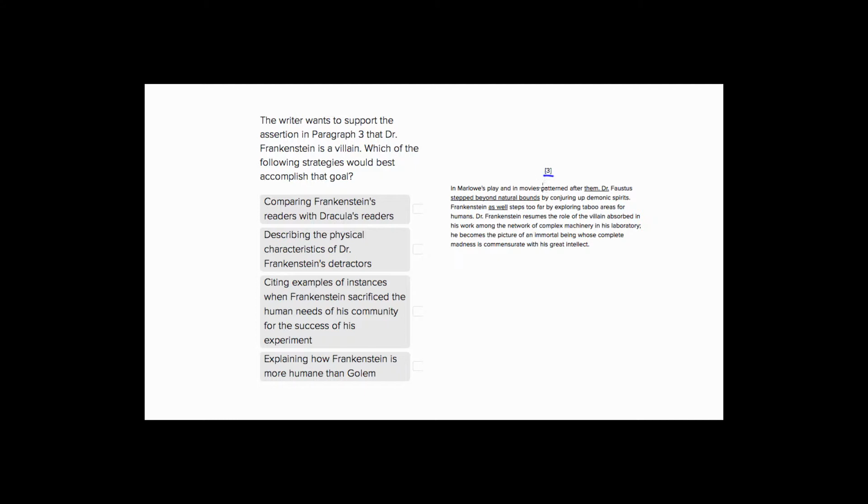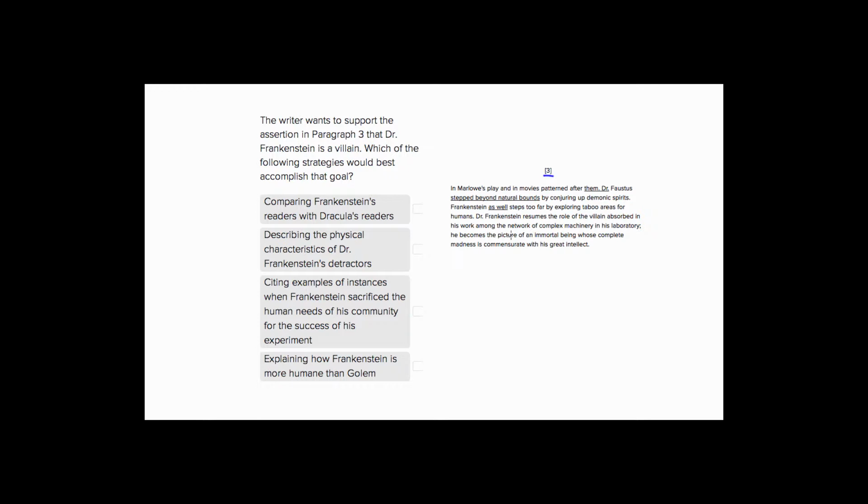Paragraph 3 tells us that Dr. Frankenstein resumes the role of the villain absorbed in his work among the network of complex machinery in his laboratory. He's an immortal, his madness is equal to his great intellect. Okay, so we want to look at these strategies and see which one is going to back up this claim that he's a villain.